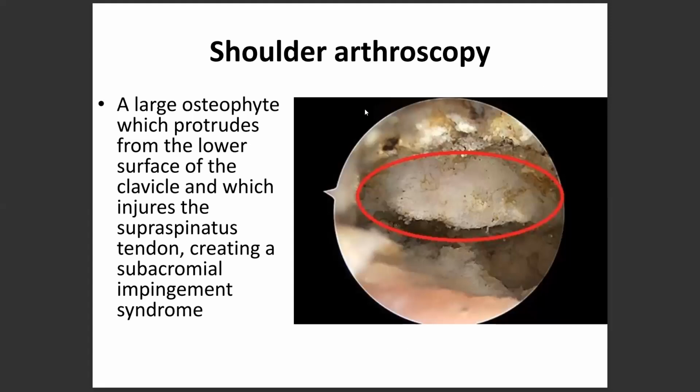Shoulder arthroscopy is nowadays quite widely used, and this is the treatment for the removal of those osteophytes. These osteophytes, which you can see here on the lower surface of the bone in the clavicle, this is a large osteophyte present on that lower surface. Through shoulder arthroscopy, these spurs can be removed surgically.